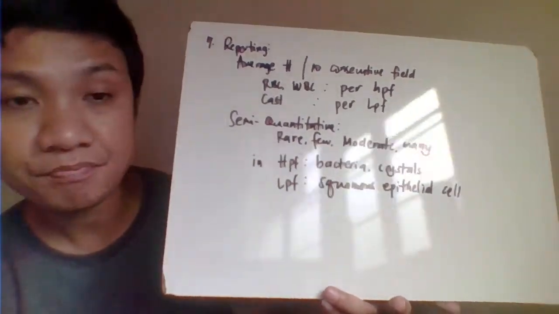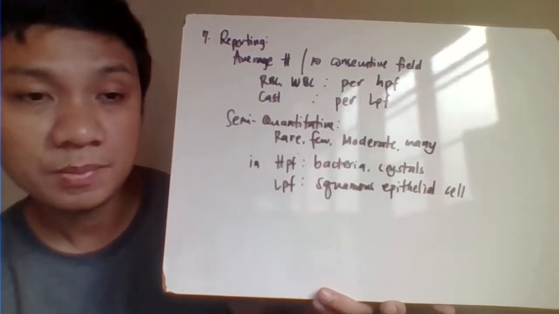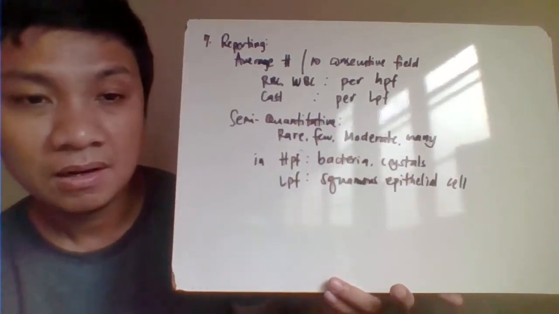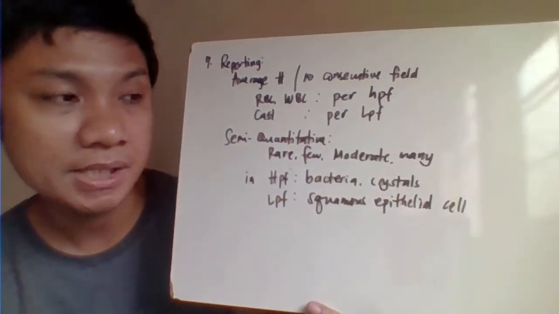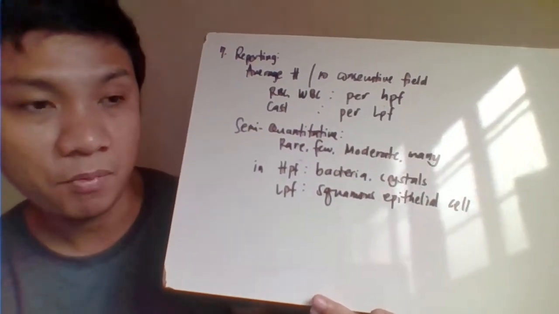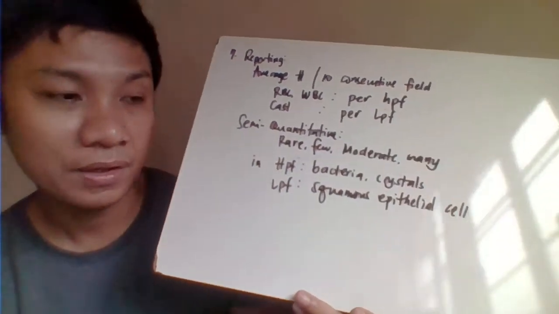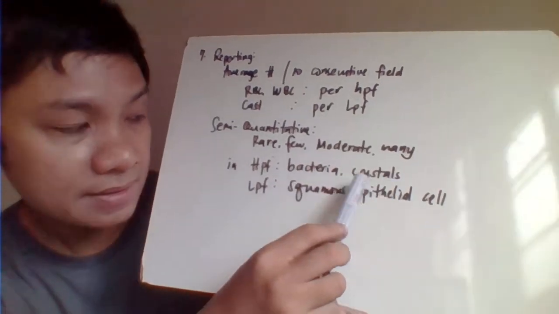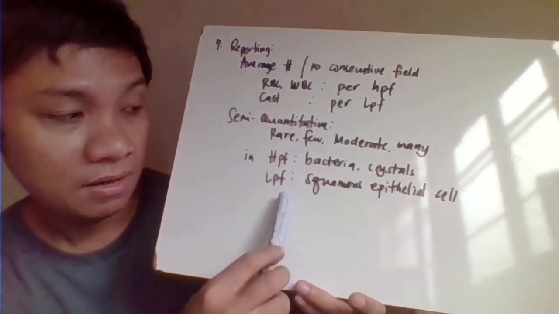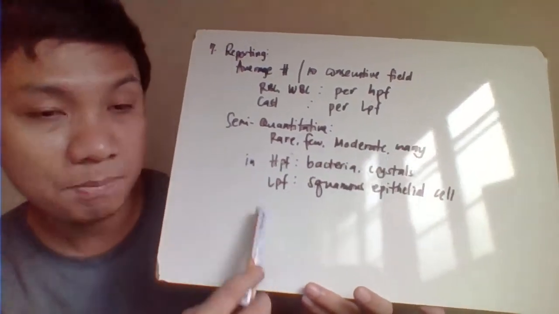For the CAS, they are also 10 consecutive fields, only that they are being identified under the low power objective because medyo malaki ang CAS natin compared with your RBC and your WBC. On some other cellular sediments, they are being reported as semi-quantitative. Okay, semi-quantitative way of reporting, they are being reported as rare, few, moderate, or many. That's how you're going to report. So in the case, for example, of your bacteria, your CAS, so they are semi-quantitative for HPF. For the squamous epithelial cells, so that's also semi-quantitative, only that it is in the LPF.